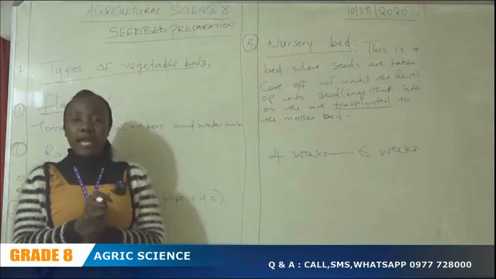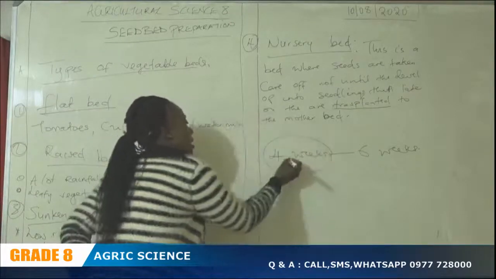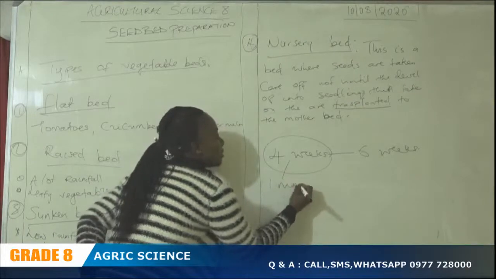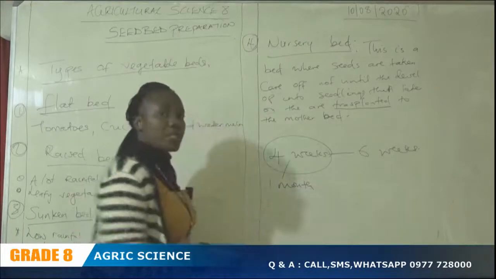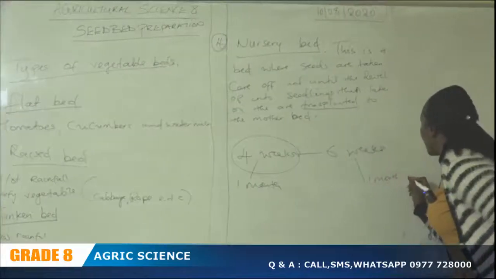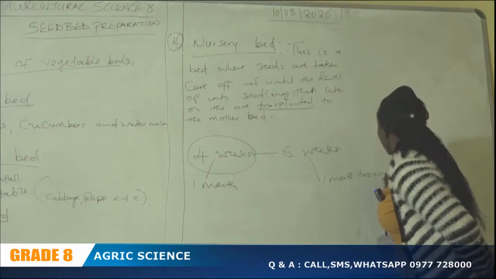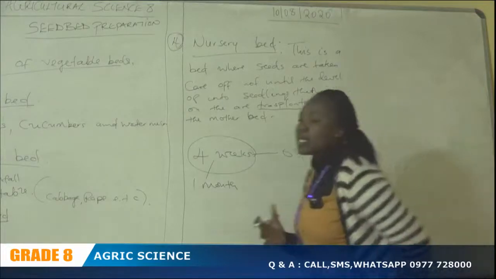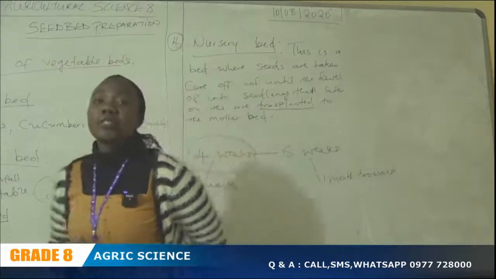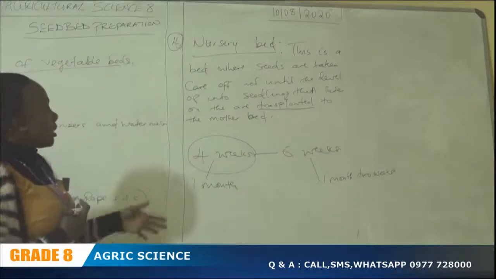If we say 4 weeks, it means 1 month. If we say 6 weeks, it means 1 month, 2 weeks. So you only transplant seedlings when they're strong enough, in weeks 4 to 6.